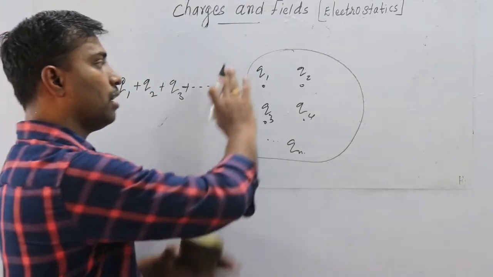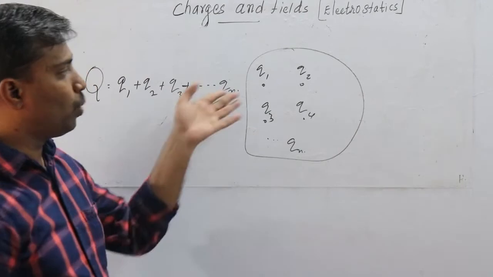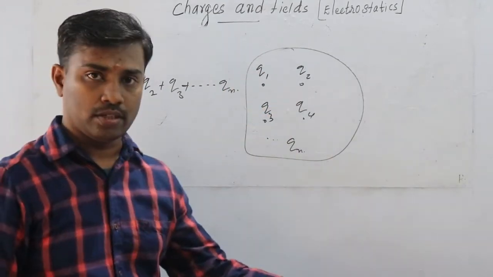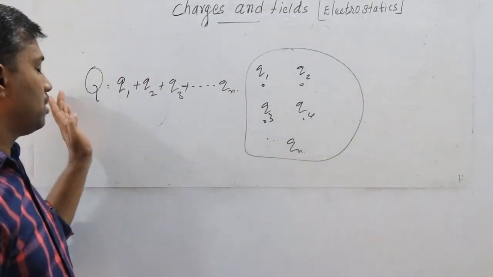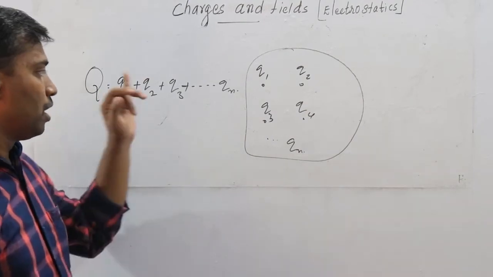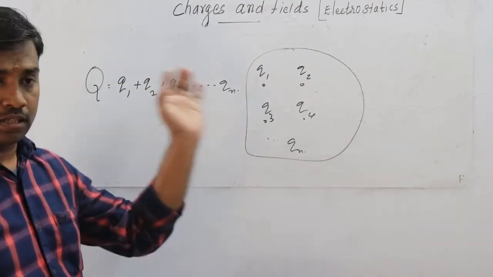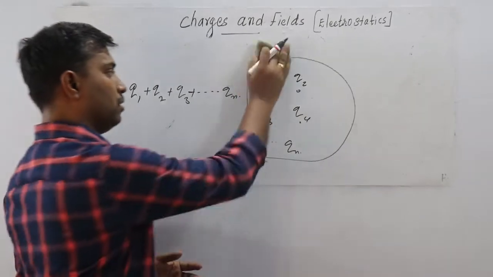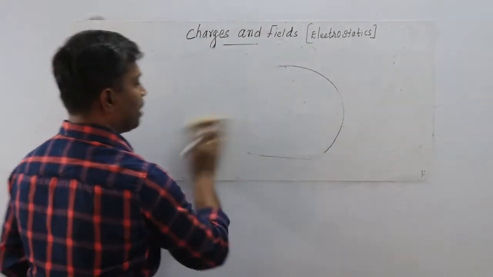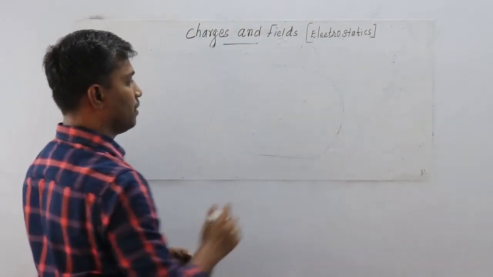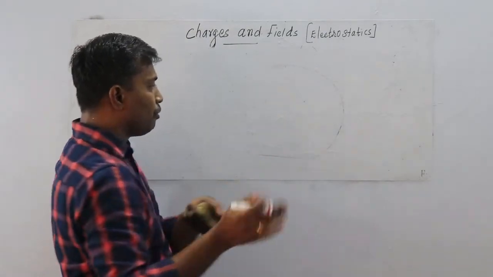So if a system contains many charges like Q1, Q2, Q3, etc., Qn, then the total charge can be represented by Q1 plus Q2 plus Q3 plus etc. plus Qn. Suppose, for example, we consider a system containing four charges.